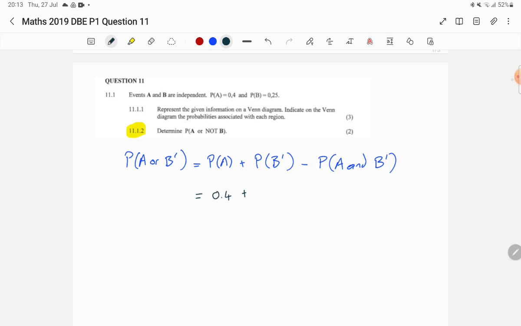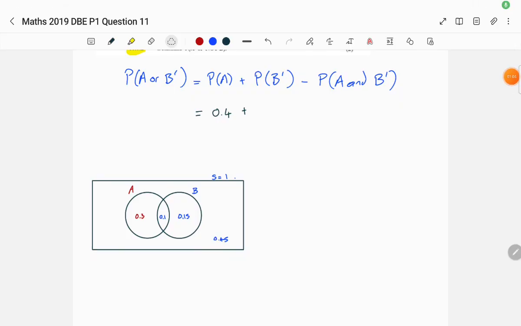So if we have a look at our Venn diagram, what not B is referring to is where A is over here. So this entire part here, as well as everything around on the outside. So that is where our 0.45 comes from. Right? So that is everything shaded in yellow. And that is 0.75. So 0.3, which is P of A only, and everything outside the circles.